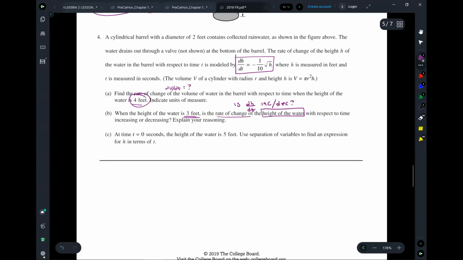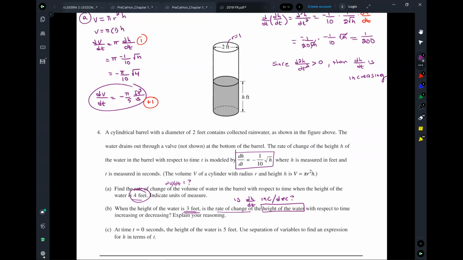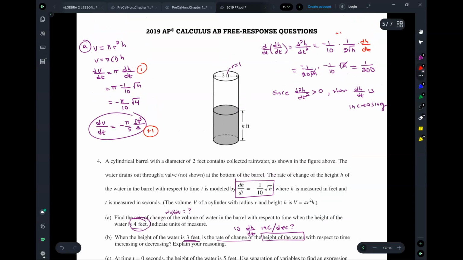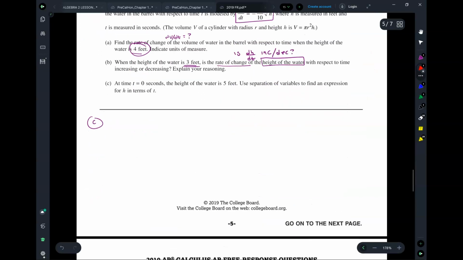Okay. All right. C. The reasoning would just be because the derivative is positive, because d squared h dt squared is positive. So here there is 1 point for this part, 1 point for this part, and 1 point for this part.